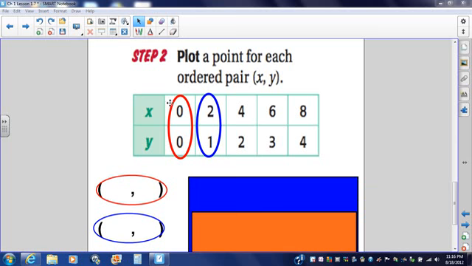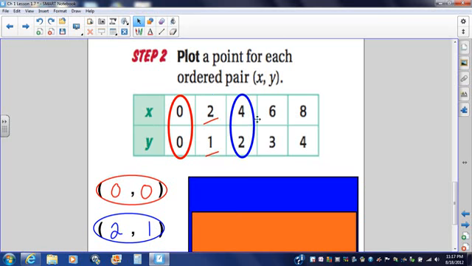Now that I have completed my input-output table, make sure it's on your paper, I'm going to put these together and make ordered pairs. So this would be 0, 0. So on your paper, please write the ordered pair 0, 0. This would make the ordered pair 2, 1. 2 comes first, then the 1. So I'm just making ordered pairs, and I would continue making ordered pairs all the way across.